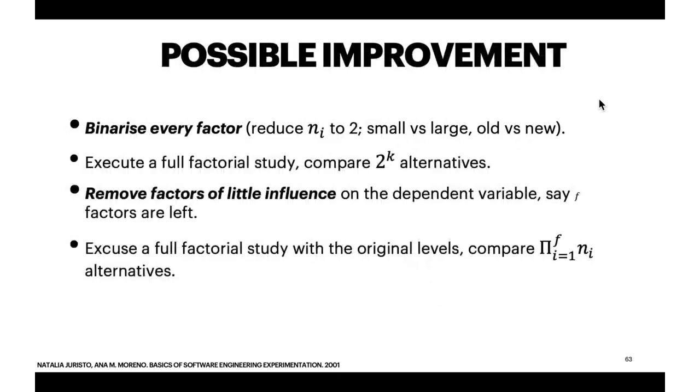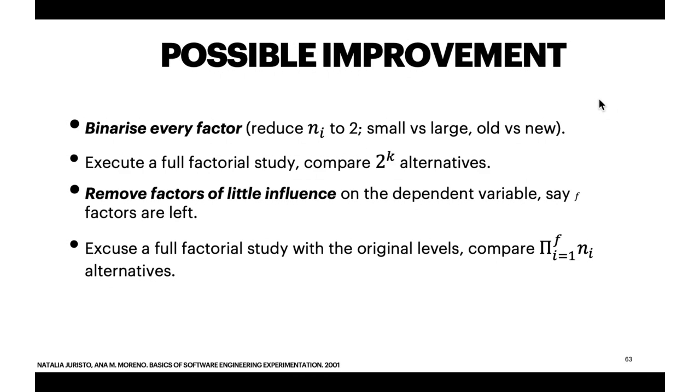So what else can we do in order to somehow avoid doing a full factorial design, but doing a little bit more than one at a time? A possible improvement will start with binarizing every factor. Essentially this means that we are reducing the number of levels of every independent variable to 2. Instead of talking about small, mid-size, large, and extra-large systems, we are going to group small and mid-size into small, and large and extra-large into large.